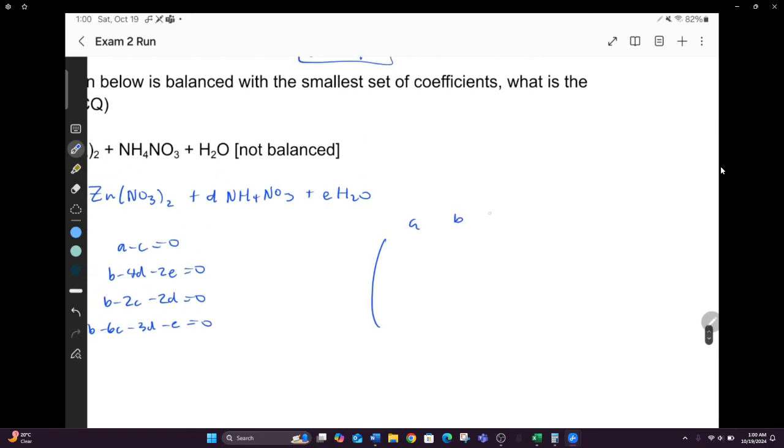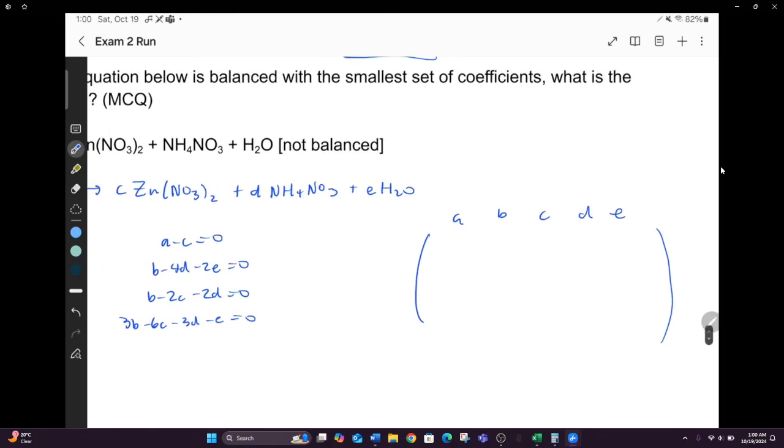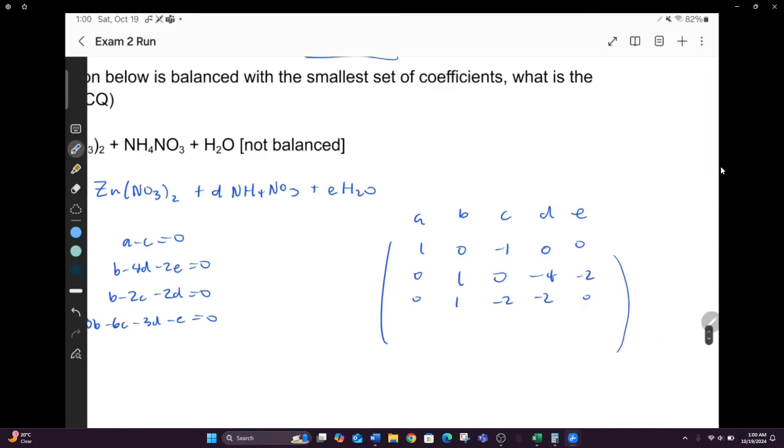So A, B, C, D, and E, and I'm just going to plug in what the values are for each within these. So A is 1, C is -1, everything else is 0. Second equation, B is 1, D is -4, E is -2, everything else is 0. B is 1, C is -2, D is -2, everything else is 0. It's bigger. And then 3B, -6C, -3, and -1.